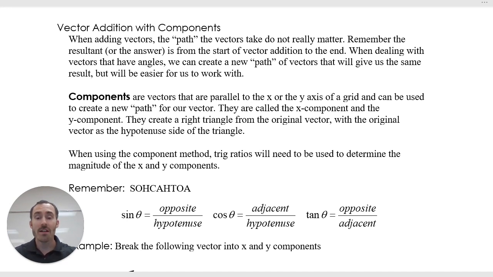So what you need in order to do components correctly is trigonometry skills. And just the basic ones, right? So sine, cosine, tangent, you need to be able to do that.